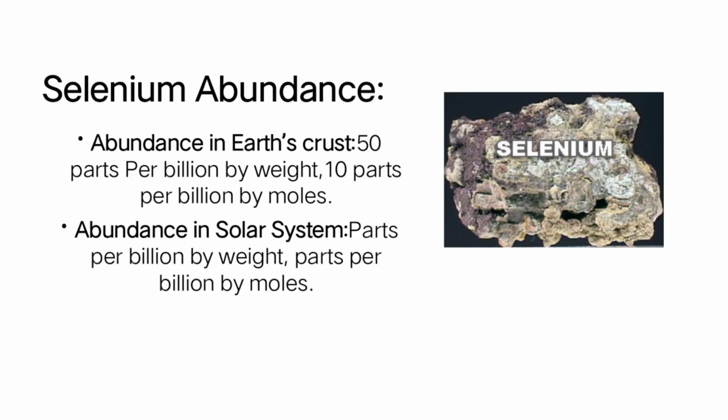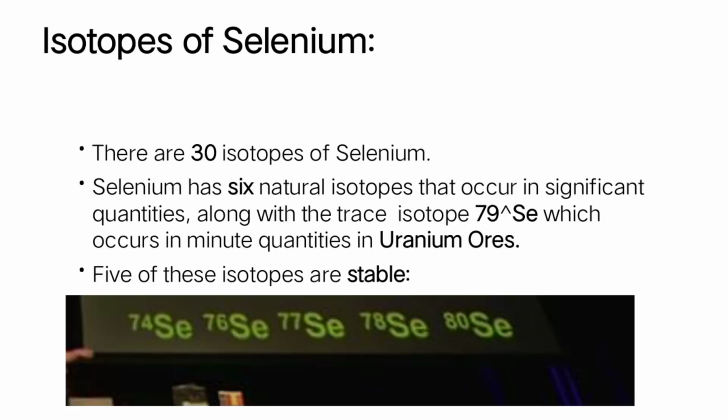Selenium abundance. Abundance in Earth crust: 50 parts per billion by weight and 10 parts per billion by moles. Abundance in solar system: parts per billion by weight and parts per billion by moles.